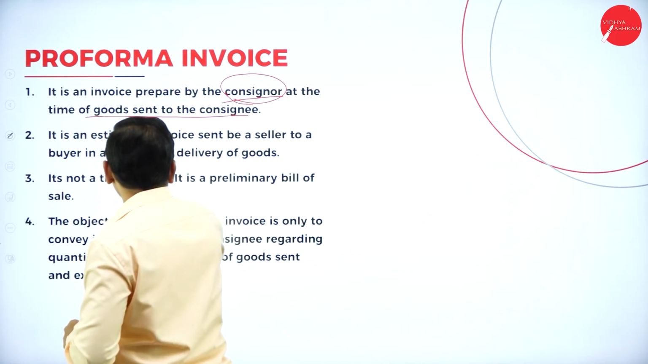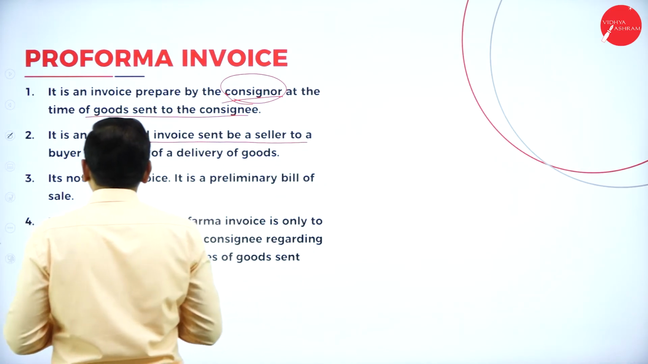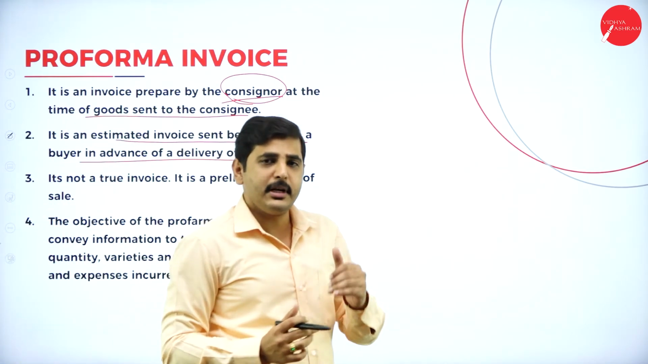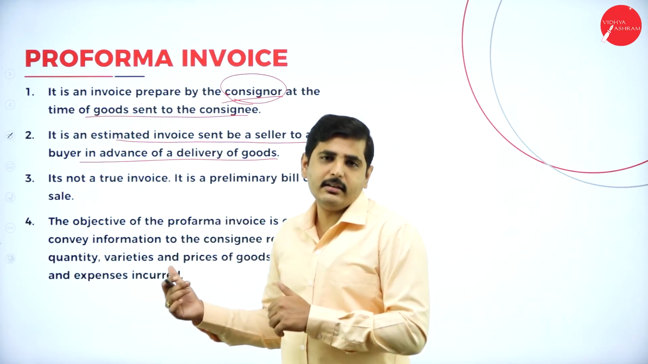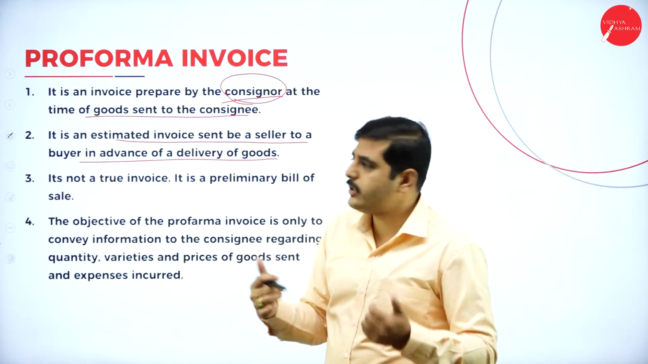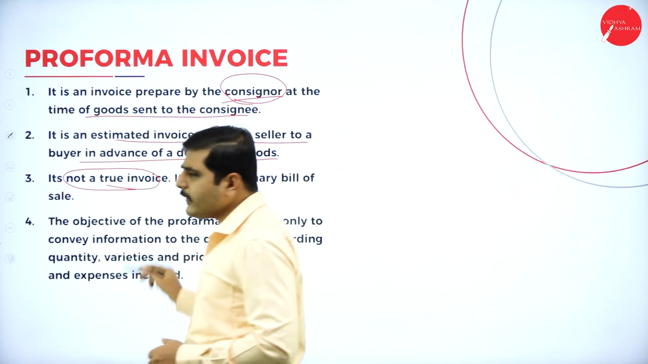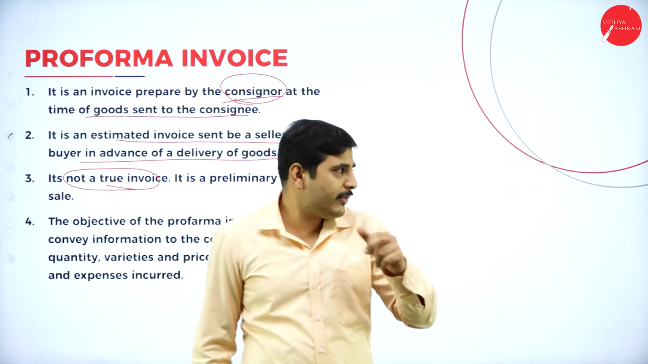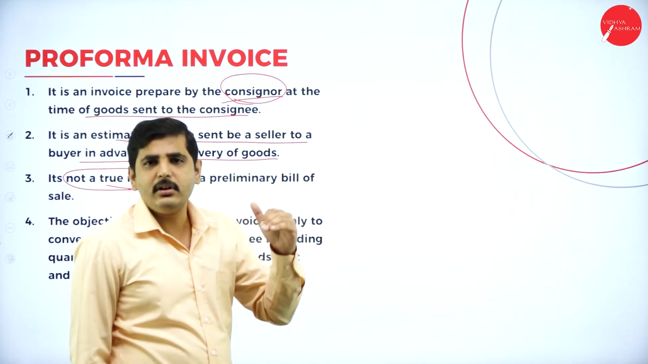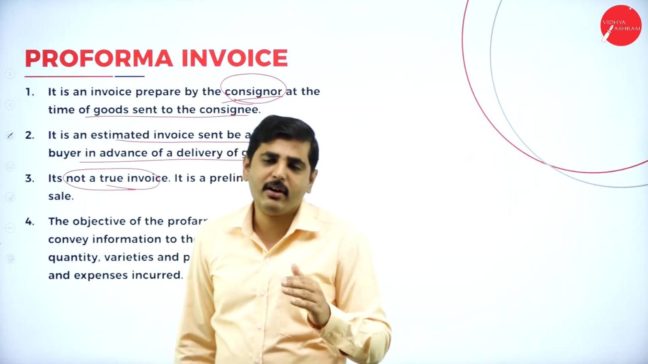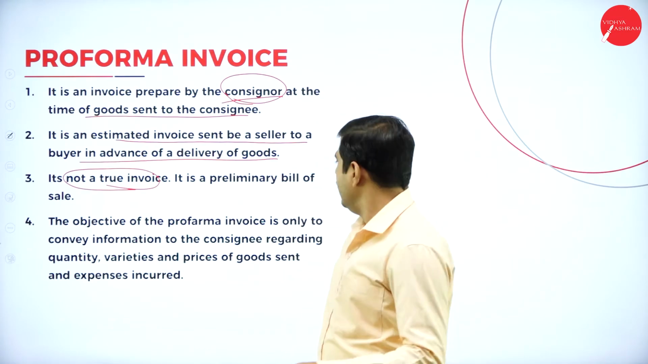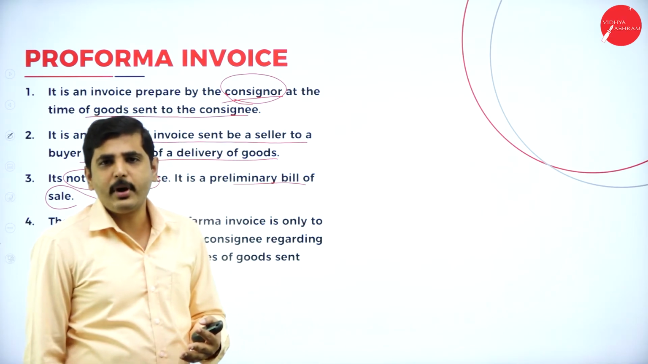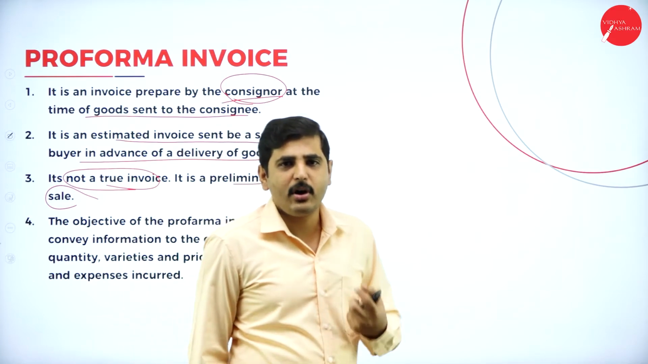It is an estimated invoice sent by a seller to a buyer in advance of the delivery of goods. It is not the exact price, it is an estimated value of the goods while transferring them from the consignor to the consignee. It is not a true invoice, because the bill should be given to the customer, but we are giving the invoice to the consignee. It is a temporary or assumed one, not the exact value of the product. It is a preliminary bill of sale. It is just a copy or document which contains the value of the product and the price at which it has to be sold to the customer, not the exact price of the product.